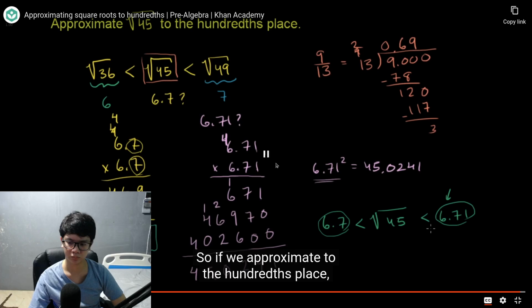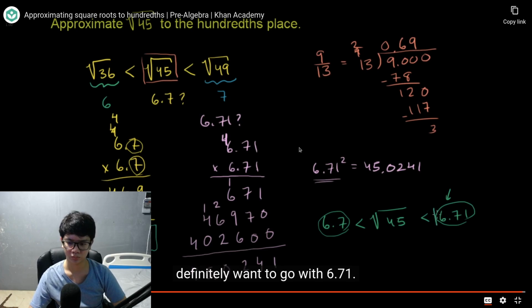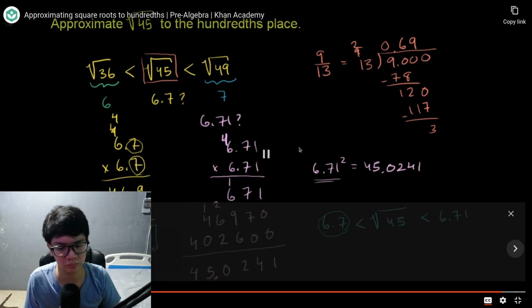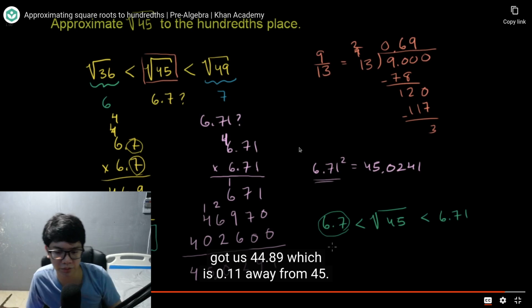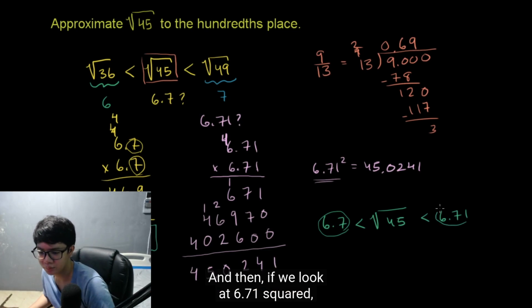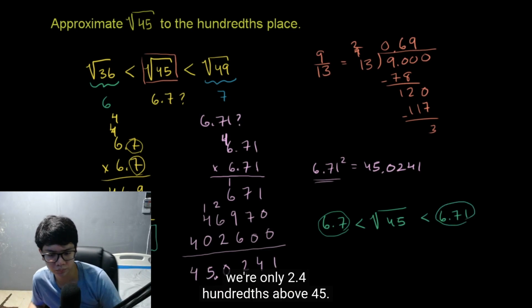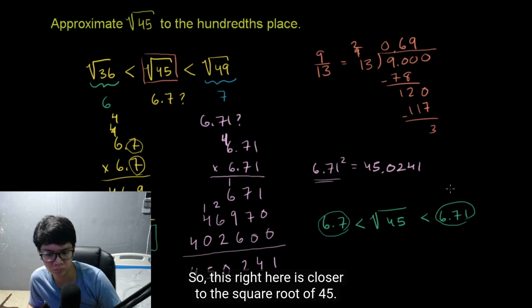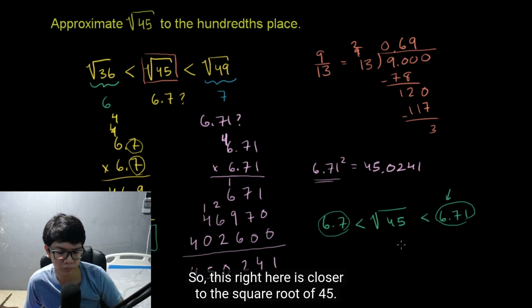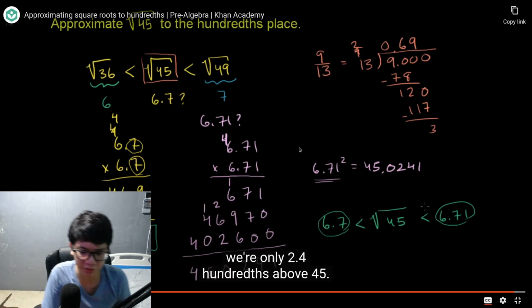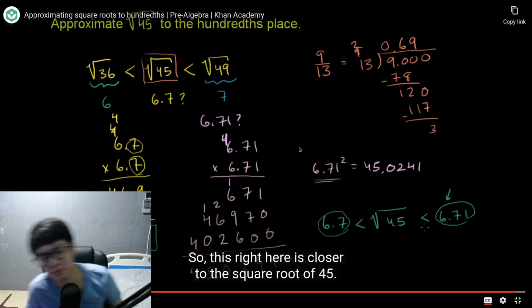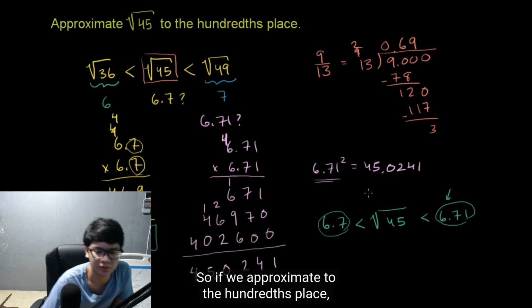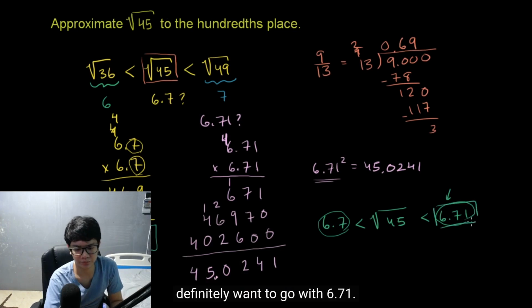So if we approximate to the hundredths place, definitely want to go with 6.71.